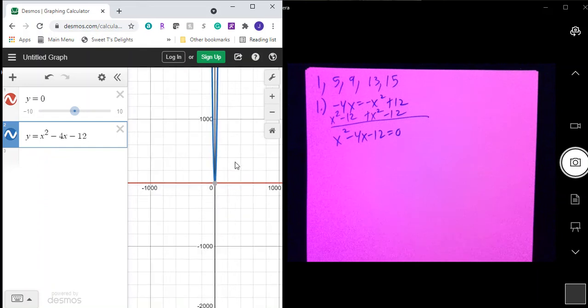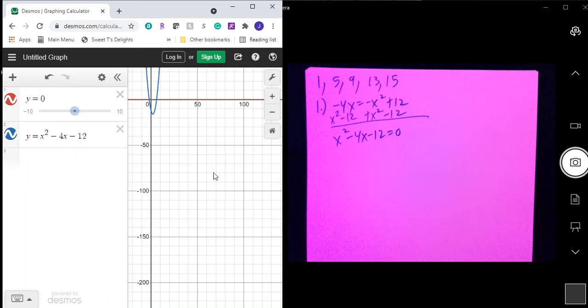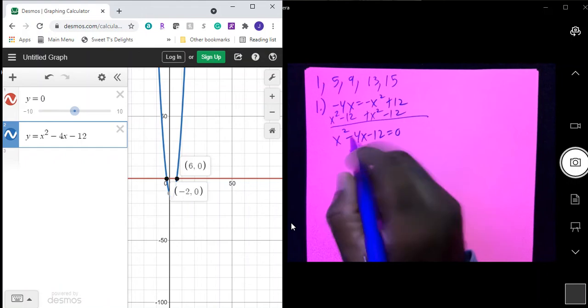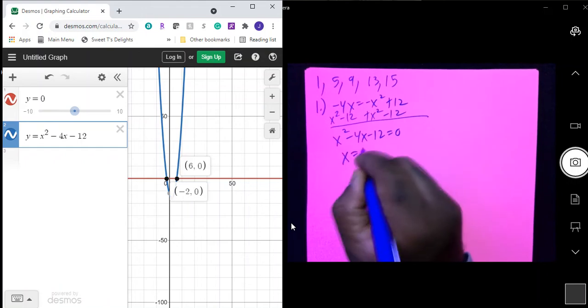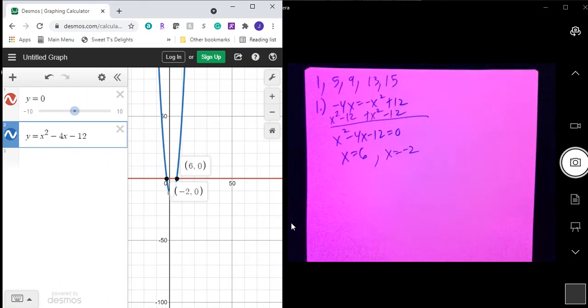Okay, now let's get a better visual here. Now our solution is where these two values intersect. They intersect here and also here. So basically our solution would be, and we would just write out the x values, x is equal to 6, and then also x equals negative 2. Now they did ask us to use a table, but if we do a table, we will put in those values and we would get 6 and negative 2.